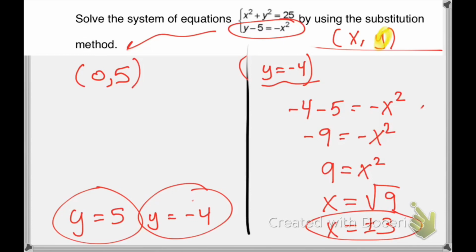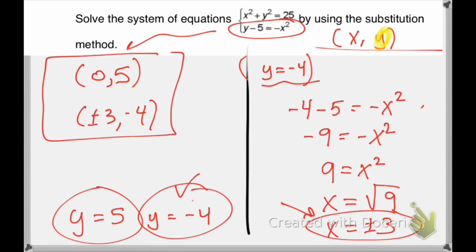So my second set of solutions, since I was using the x, or I keep saying x, y equals negative 4. The y coordinate is negative 4. My x solution is plus or minus 3. So my solution set, let me erase this, plus or minus 3, negative 4. So this is my answer.